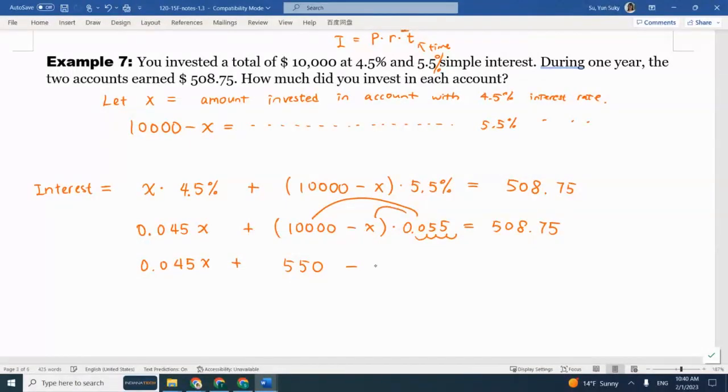Okay, and then minus 0.055x equals, the right-hand side stays the same. Right, everybody? Okay, and then we combine the like terms. What is 0.045x minus 0.055x? What do you get? Yeah, very good.